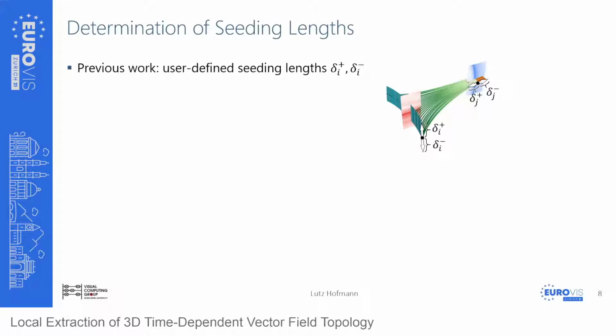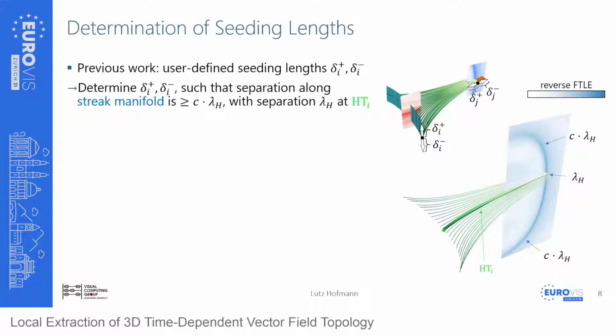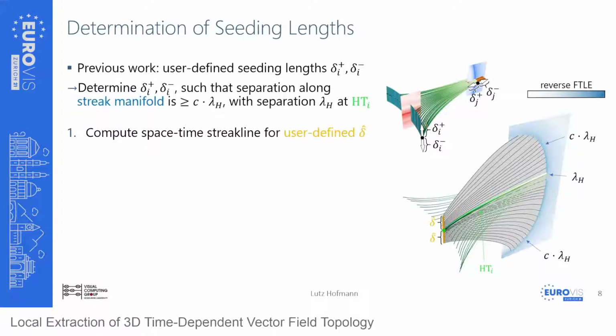Having obtained the hyperbolic trajectories, we compute the streak manifolds using a specified seeding length. In previous work, this seeding length is user-defined and it needs to be chosen small enough. However, in actual numerical datasets, we found that due to the limited time interval that's available, we actually would like to choose this seeding length as large as possible while still yielding meaningful structures. And by meaningful, we mean that the separation along the streak manifold should be at least a specified percentage of the separation at the hyperbolic trajectory. So we proposed the following method.